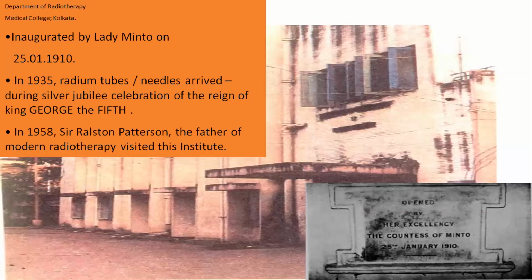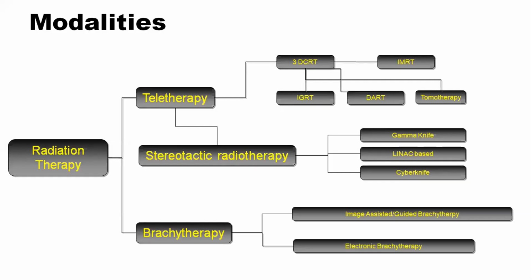Our department in India first started in 1910 in medical college. It's an oft repeated image that we see every time. And radium tubes arrived by 1935 in medical college, and we started brachytherapy for cervical cancers from then on. So the modalities of treatment that you have in radiation therapy are teletherapy, stereotactic, and others like 3D CRT, IGRT, IMRT, and a huge part is still dealt with brachytherapy.